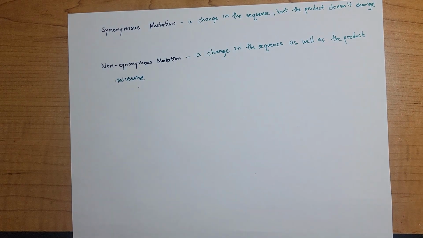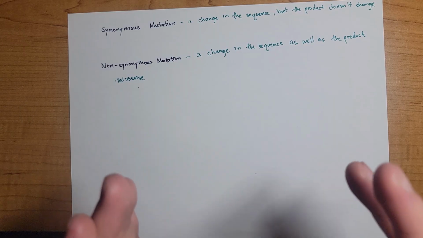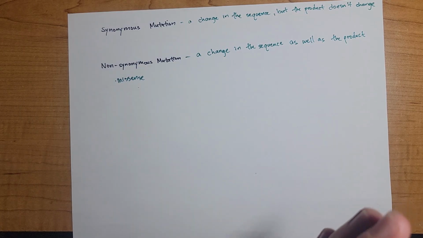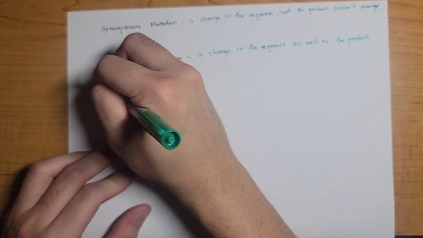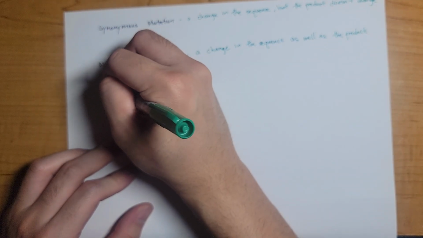How about nonsense? Basically it's the same thing, right? Because you change the sequence, that means you have an early stop codon instead. So instead of the amino acid that you're supposed to get, you got a stop codon. So it's also a non-synonymous mutation.